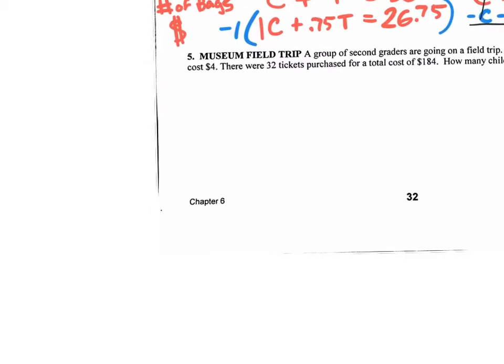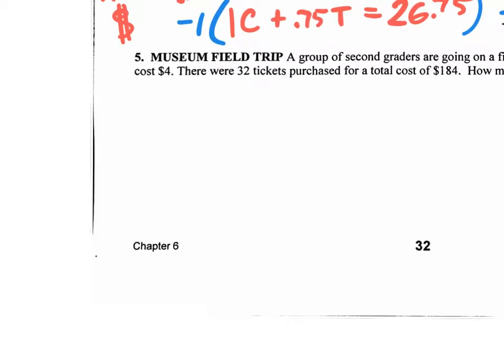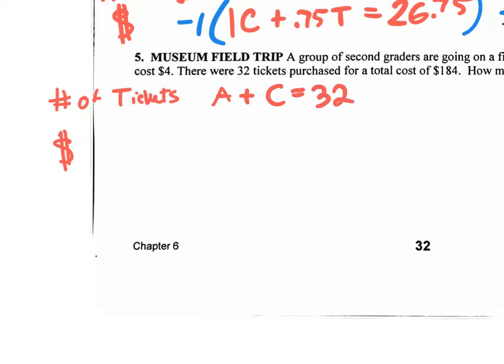Okay. So we have chaperones and we have students. So we're going to make two equations. One based on the number of tickets. And the other one based on money. Okay. So number of tickets. Do we know how many adult tickets were sold? No. Do we know how many children tickets were sold? No. But I know if I added them together, they tell us that they sold a total of 32 tickets, right? So there's an equation based on the number of tickets.